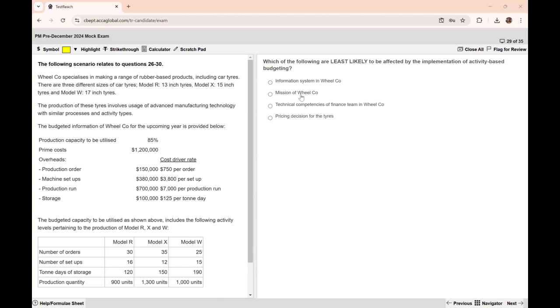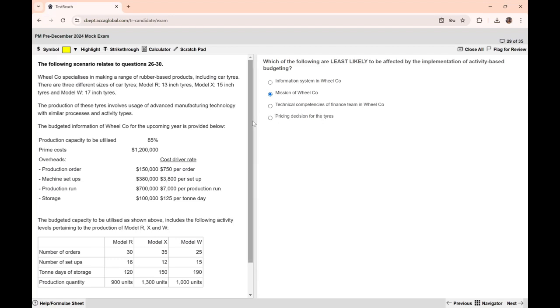Next is mission of Wheel Company. The mission of a company is typically a broad, long term statement of purpose and is independent of specific budgeting methods. So, ABB is unlikely to have any significant impact on the mission. So, this will be one of the correct answers. But, anyways, we have to select just one. This will be the right answer. Let's see, but we'll evaluate the other two options also.